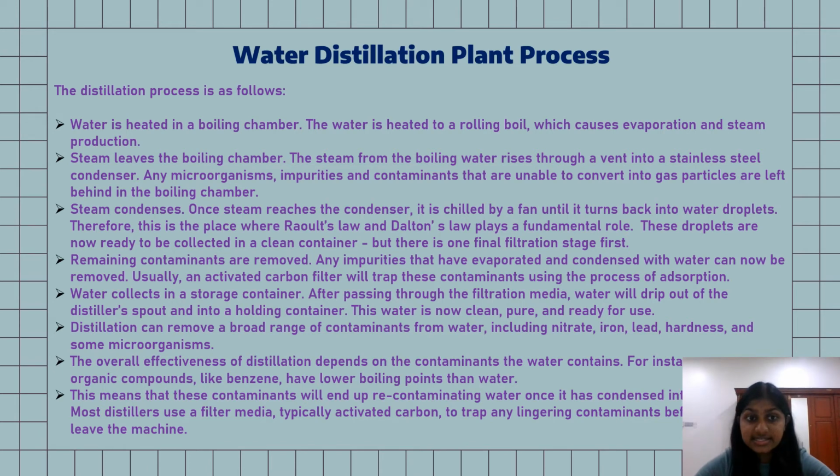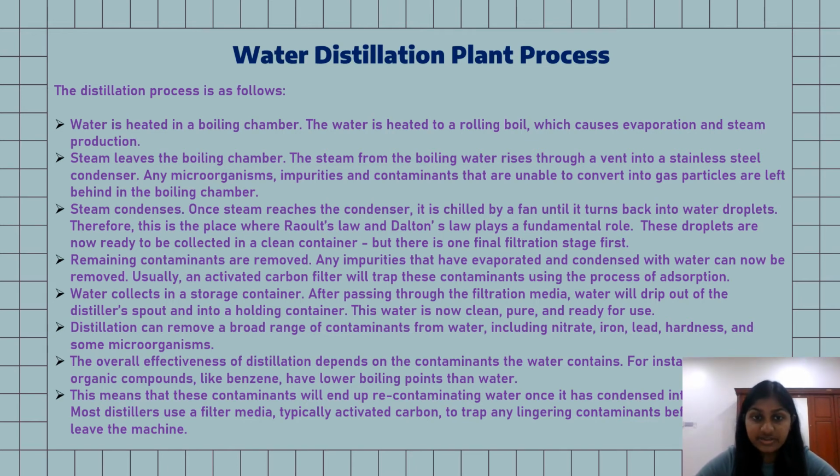Thirdly, steam condensers. Once steam reaches the condenser, it is chilled by a fan until it turns back to water droplets. This is the place where Raoult's law and Dalton's law play a fundamental role. These droplets are now ready to be collected in a clean container, but there is one final filtration stage first. Finally, remaining contaminants are removed. Any impurities that have evaporated and condensed with the water can now be removed.